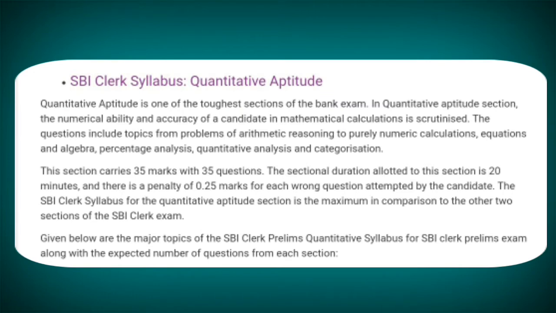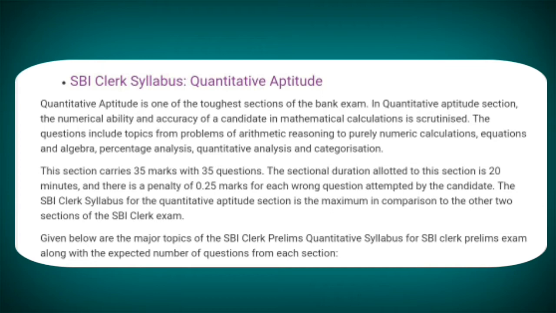Quantitative Aptitude is one of the toughest sections of the bank exam. In the Quantitative Aptitude section, the numerical ability and accuracy of a candidate in mathematical calculations is scrutinized. The questions include topics from problems of arithmetic reasoning to purely numeric calculations, equations and algebra, percentage analysis, quantitative analysis and categorization. This section carries 35 marks with 35 questions. The sectional duration allotted to this section is 20 minutes, and there is a penalty of 0.25 marks for each wrong question attempted by the candidate.